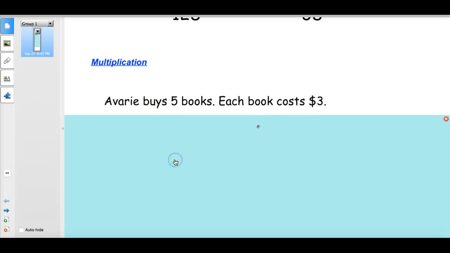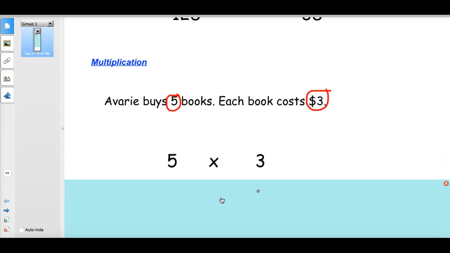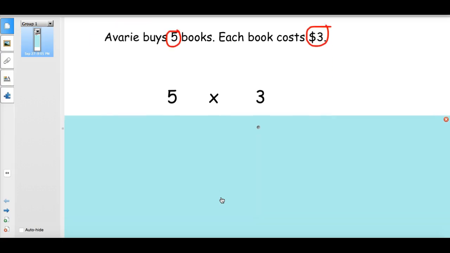Next would be multiplication. Avery buys 5 books. Each book costs $3. So again, I'm going to find my numbers. I have a 5 and I have a 3. If each of these 5 books costs $3, the best way to show that with a numerical expression is to say 5 times 3. Now remember, this is showing multiplication, but we are not finding the product. We are only showing the numerical expression, which is 5 times 3.